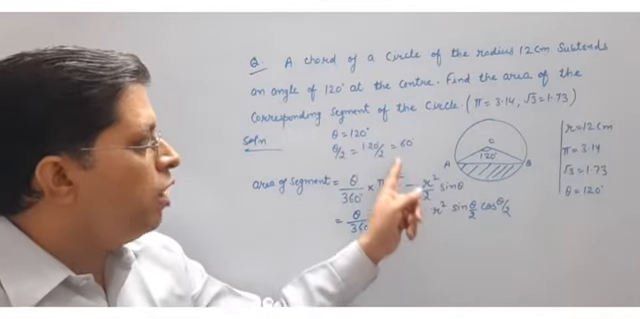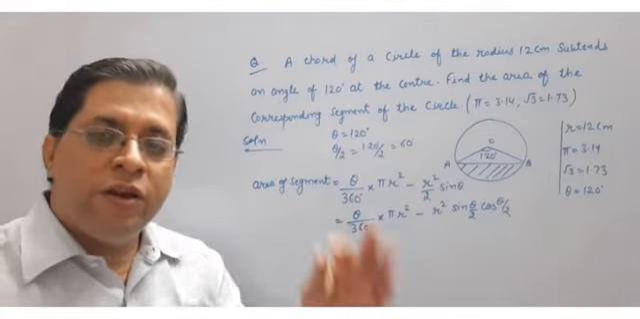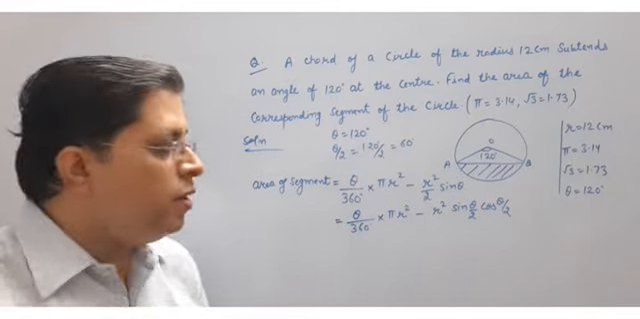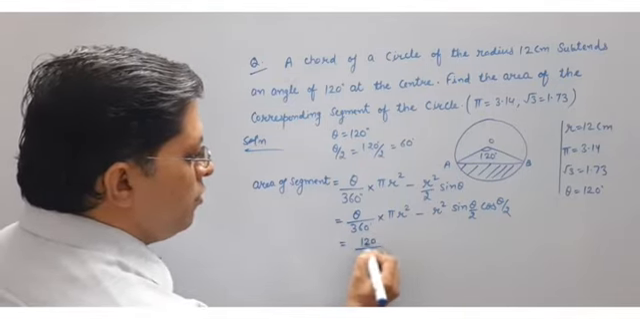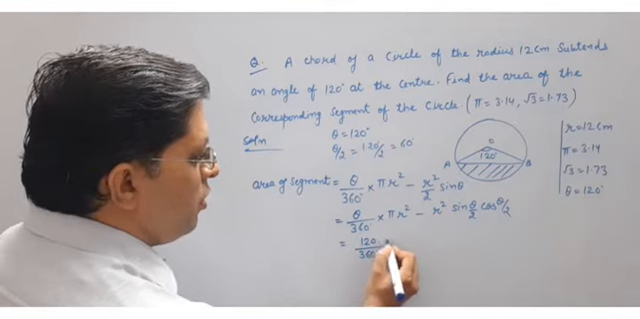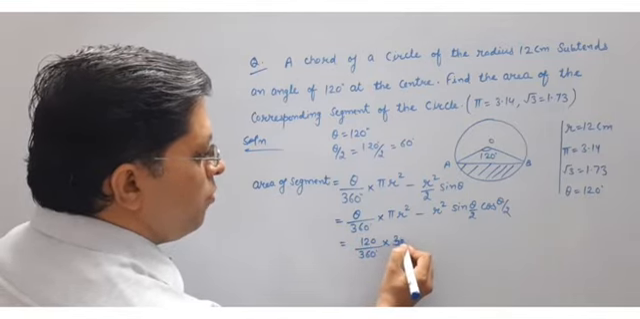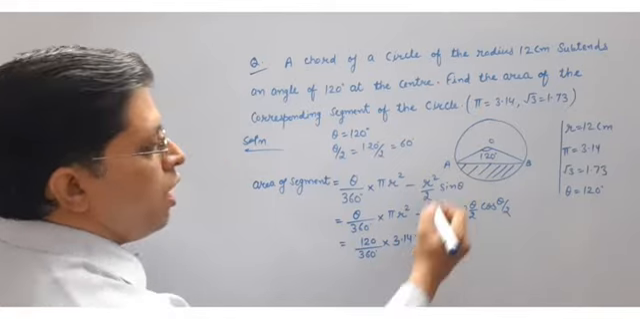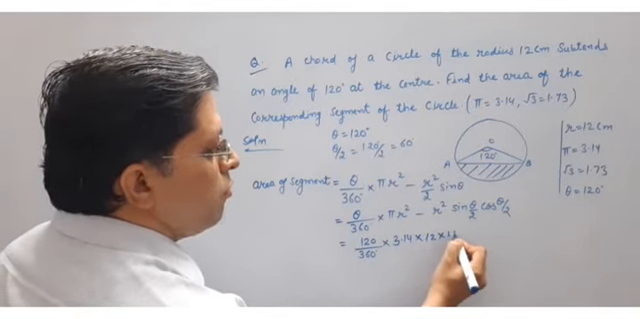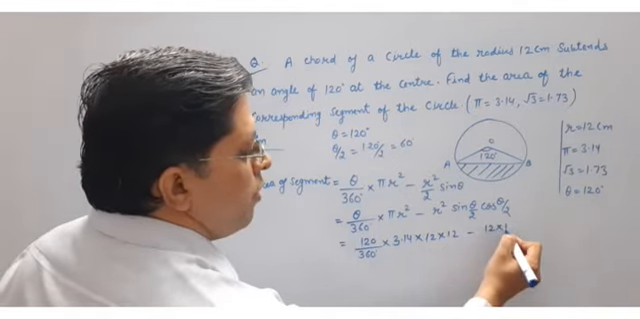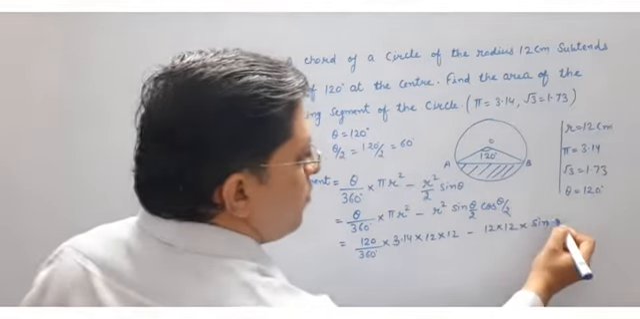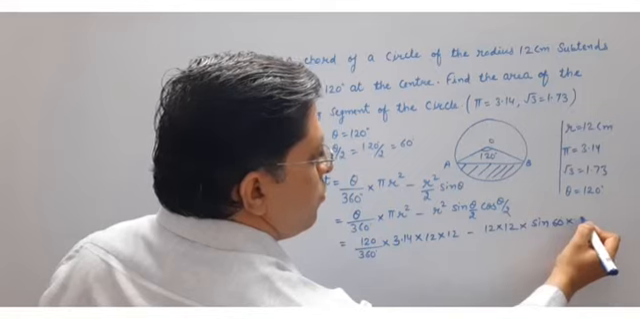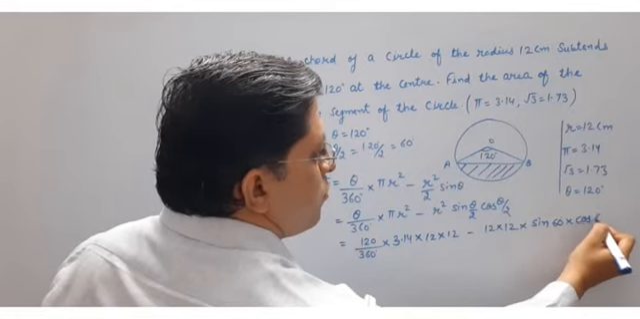Getting it? So you have to put 60 degree. Then the 60 degree value you know directly from the table. So theta is your 120 here. This is 360 degree. This is 3.14. R is 12 into 12 minus 12 into 12 sin theta by 2, which is 60 degree, into cos 60 degree.